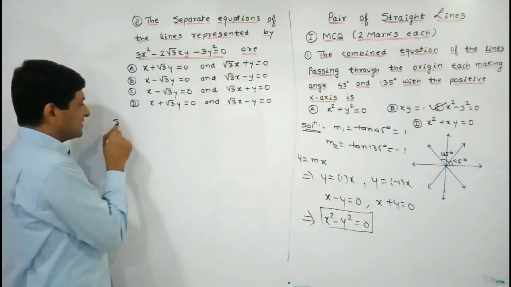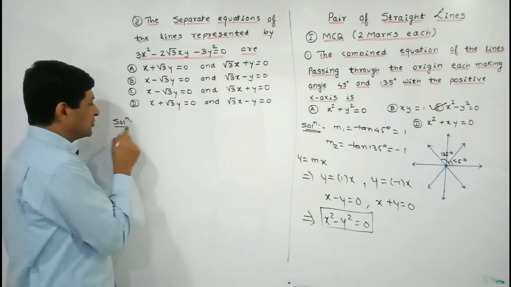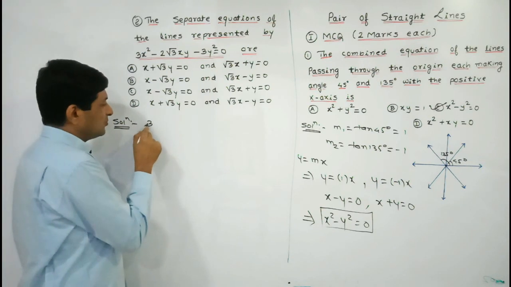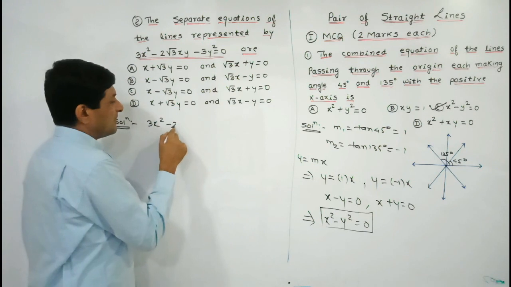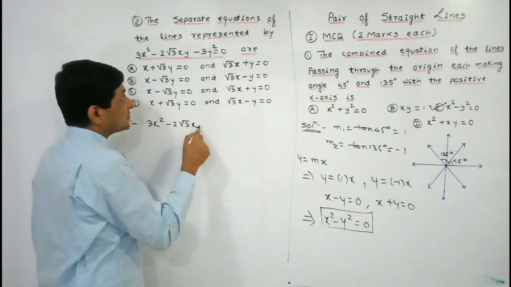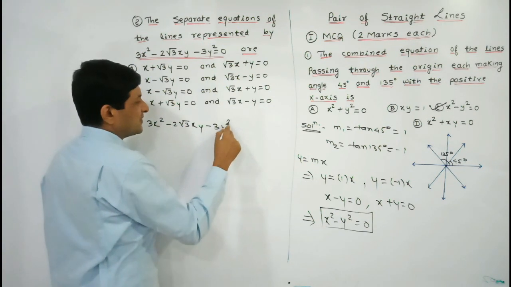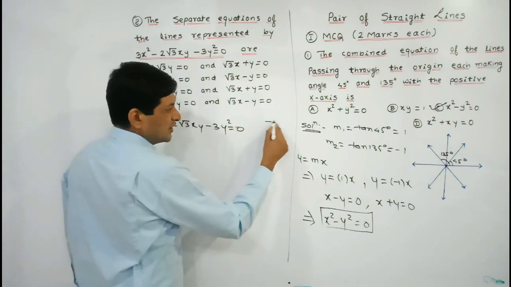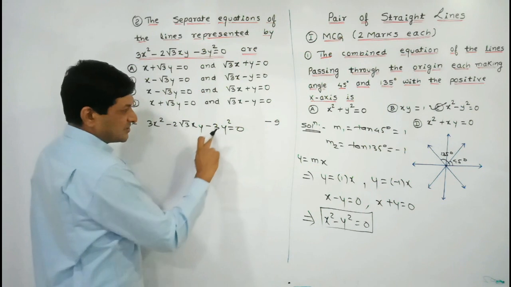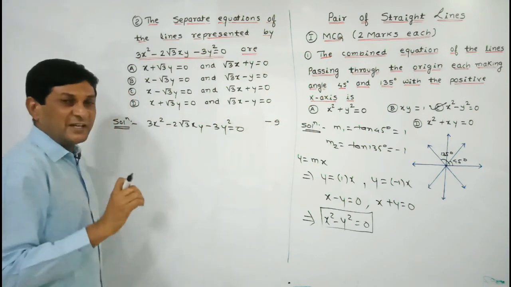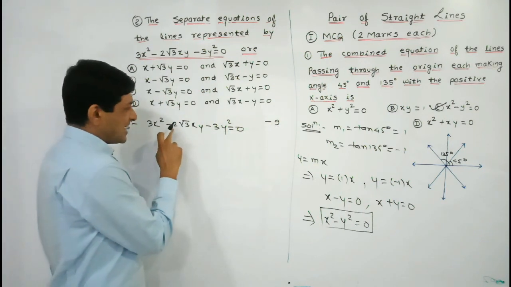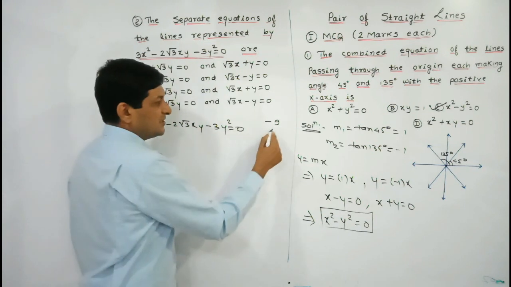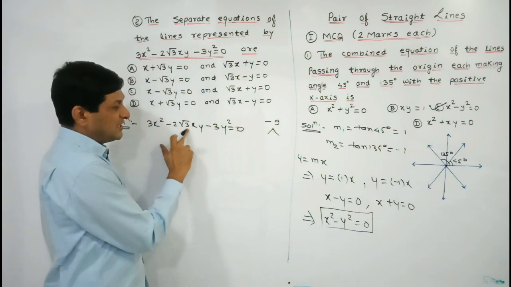So here we are considering the given homogeneous equation. What is the given homogeneous equation? 3x square minus 2 root 3xy minus 3y square is equal to 0. Here we can observe that 3 into minus 3 will be equal to minus 9. Now find out factors of minus 9 such that addition is minus 2 root 3. Here easily we can observe that the number in the root is what?